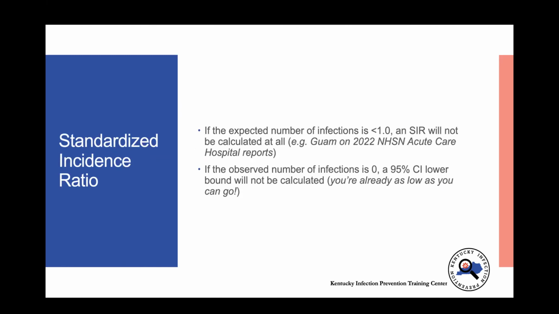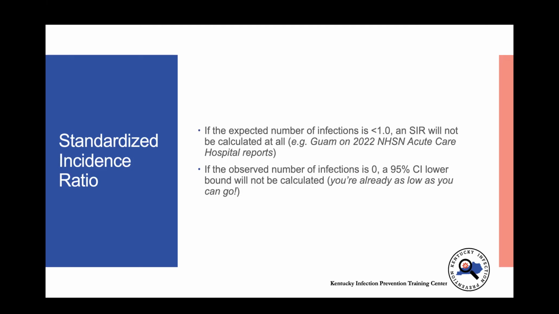There are a couple quirks about the standardized incidence ratio. If your expected number of infections is less than 1, an SIR will not be calculated at all. An example of this is if you look at the 2022 NHSN acute care hospital reports, Guam only has 2 reporting hospitals, and so pretty much all of their data has no standardized incidence ratio. When you pull your data for your institution from the NHSN and you look by ward, if you've submitted it that way, then oftentimes you may not have enough infections to get an SIR if your predicted number of infections is low.